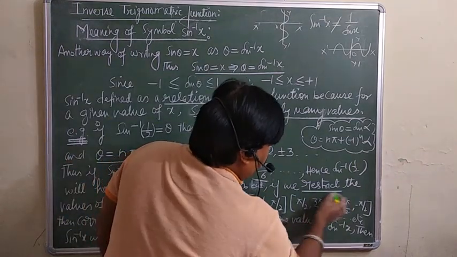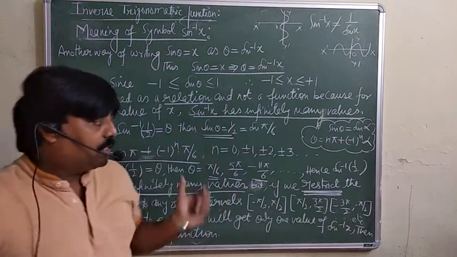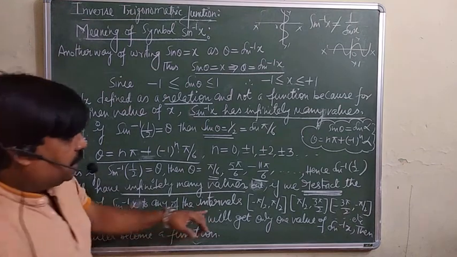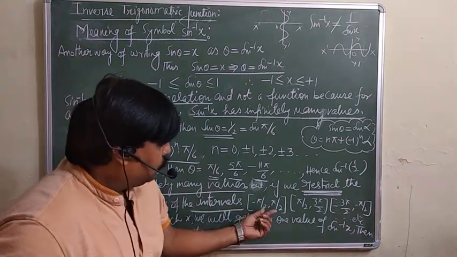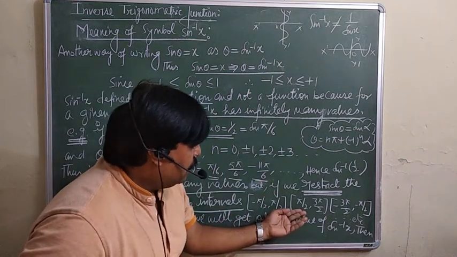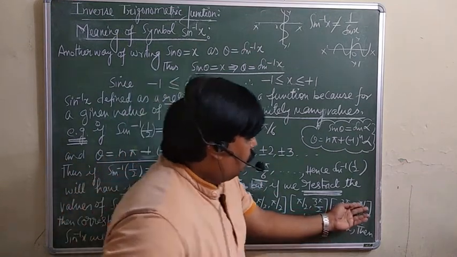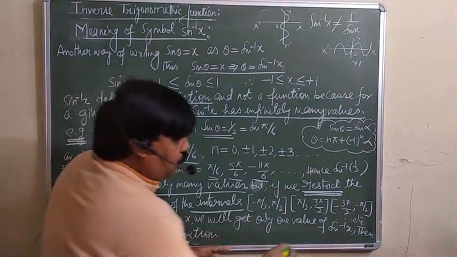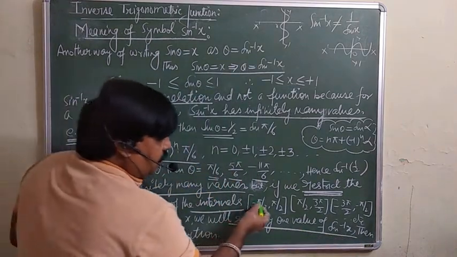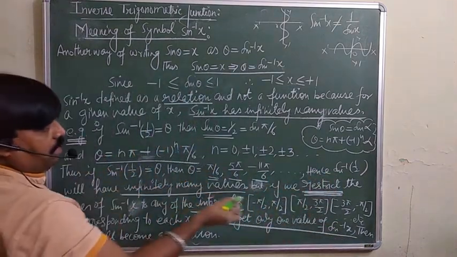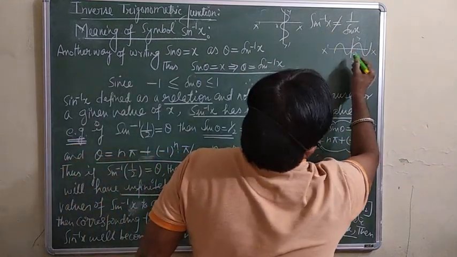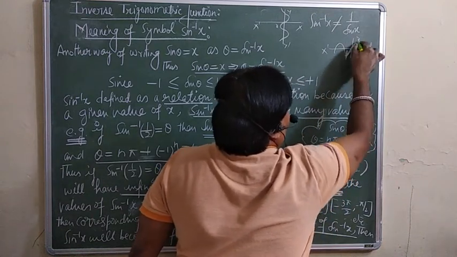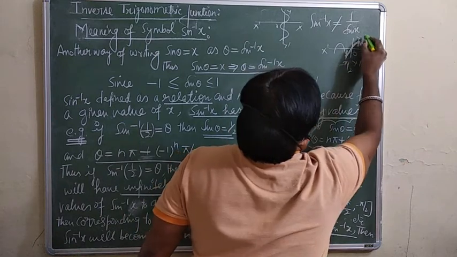But if we restrict, this is the most important point that we already discussed in the beginning, the values of sine inverse x to any of the intervals, like minus pi by 2 to plus pi by 2, or pi by 2 to 3 pi by 2, or minus 3 pi by 2 to minus pi by 2, then corresponding to each x you will get only one value of sine inverse x. In this interval, we are going to restrict it, we are going to take the inverse in this interval, minus pi by 2 to here.